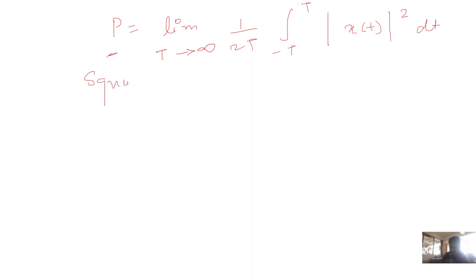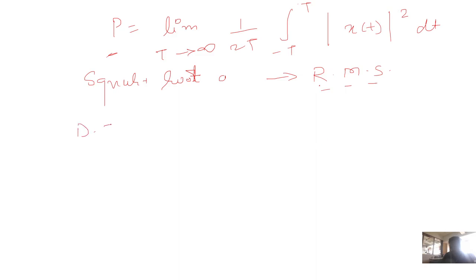And similarly we will do it for power. Power is going to be equal to limit t goes to infinity, 1 upon 2t, integral from minus t to t of mod of x of t, understand this, again I am repeating, we are taking mod just to eliminate the negative values, square dt. Okay, and if I take the square root of this, what I am going to get is the RMS value, right, or root mean square value of this.